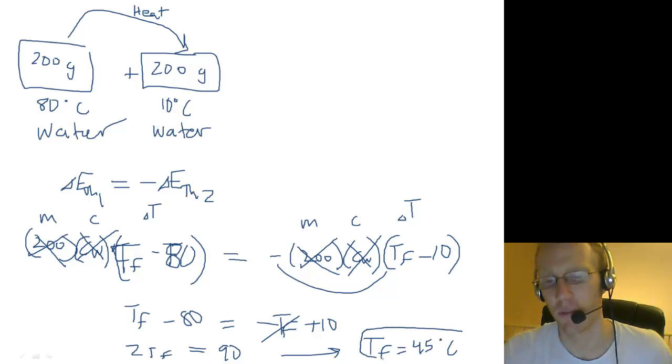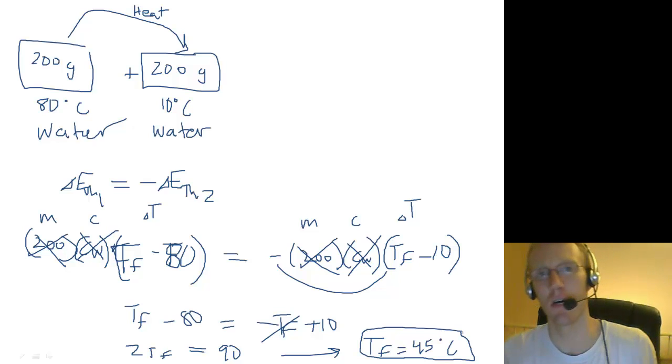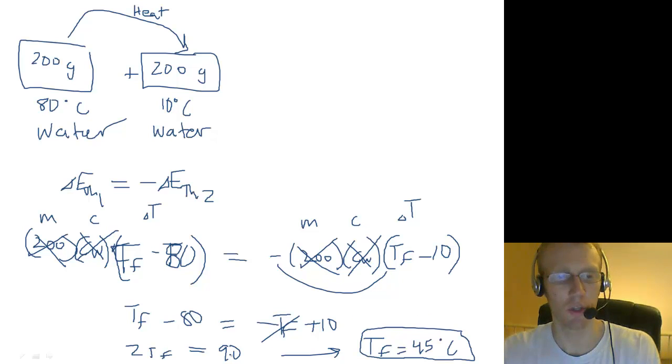Now, this one was kind of easy because it was the same material in both cases, so the specific heat canceled, and it was the same mass on both sides, so the mass canceled. That's probably not going to happen that often. So that's why I showed the full setup of mass of the first one, specific heat of the first one, and then change in temperature of the first one, and likewise for the second one, because normally those things will not always cancel out.